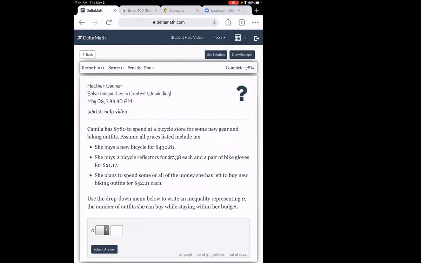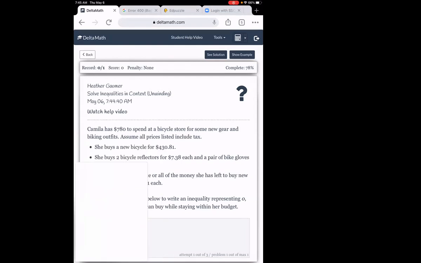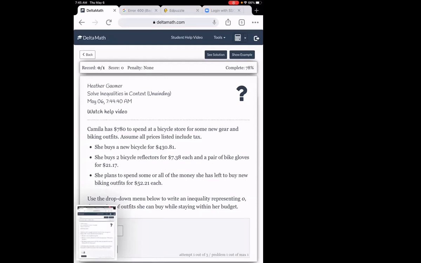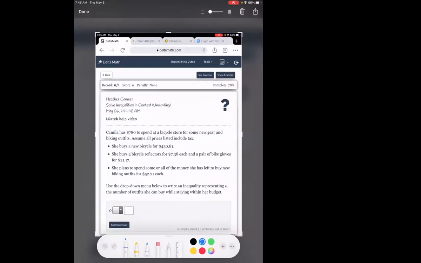Okay, this one's getting a little harder. Camilla has $780 to spend. She buys a bicycle, 2 bicycle reflectors, and a pair of gloves. She'd like to spend all the money she has left to buy new biking outfits at $52.21 each. Now, here's the key. It says write an inequality to represent O, which is the number of outfits that she can buy.